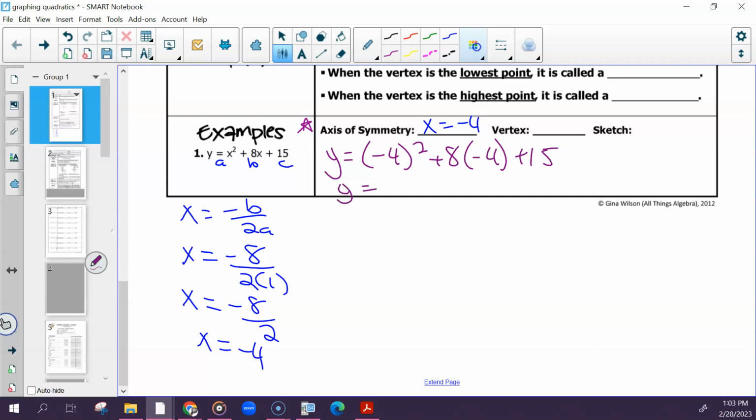So this would be positive 16 minus 32 plus 15. We subtract and then add those numbers together. What would y be? Negative 1. So then we would write those two as an ordered pair as your vertex. Negative 4, negative 1.